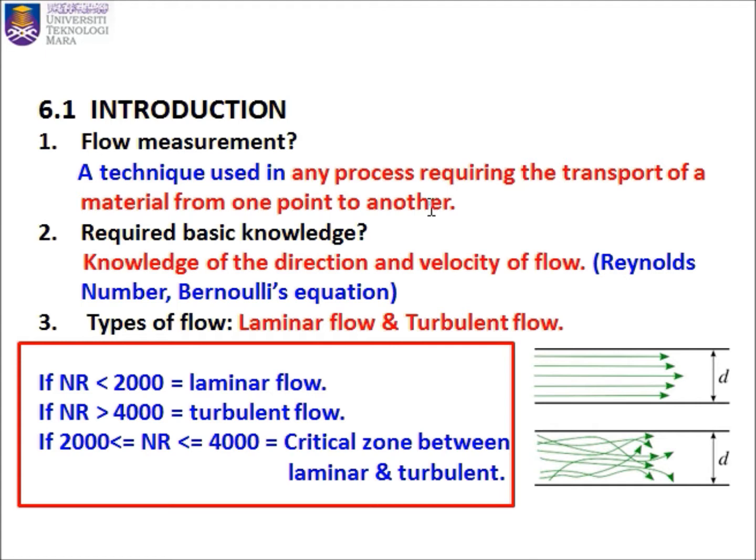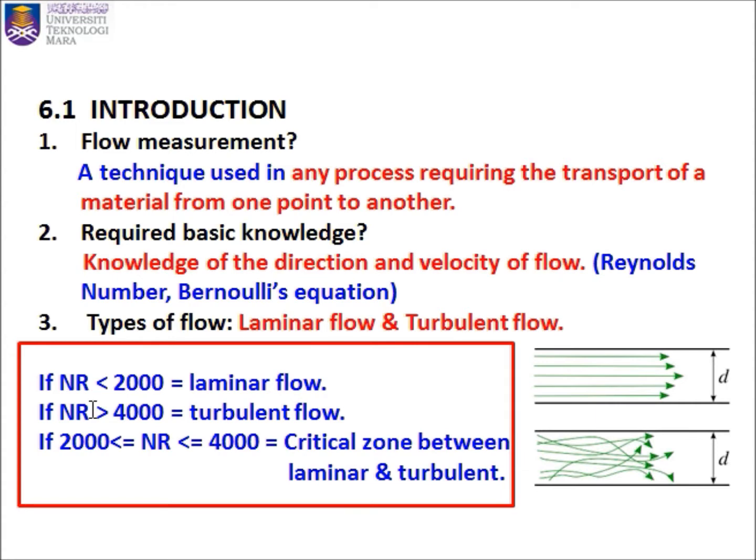Required basic knowledge: you must know and apply the knowledge of the direction and velocity of flow, like Reynolds number and also the Bernoulli equation. Types of flow are laminar flow and turbulent flow. I'm sure that you all have learned this before in the fluid mechanics subject, right? So let's recall. If Reynolds number is less than 2000, it is classified as laminar flow. So laminar flow looks like this, in a straight line.